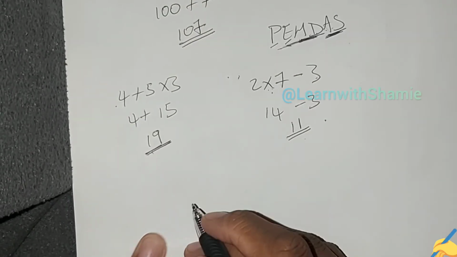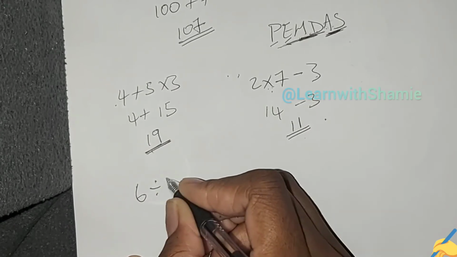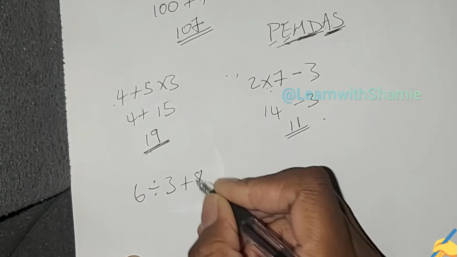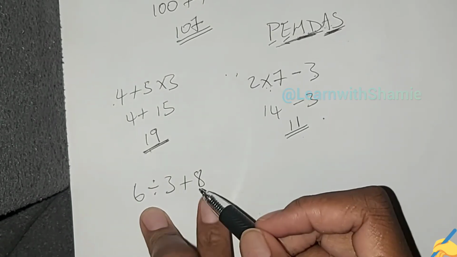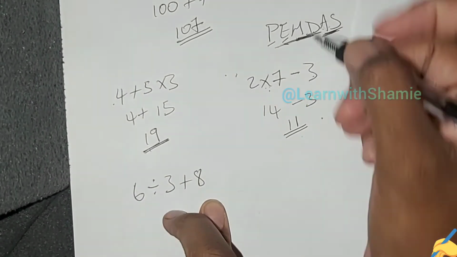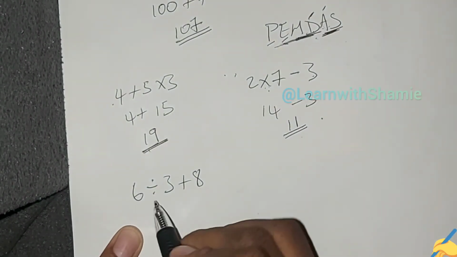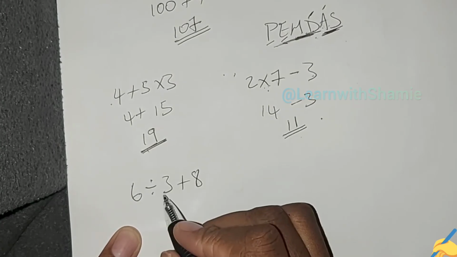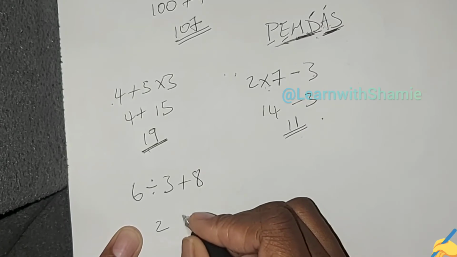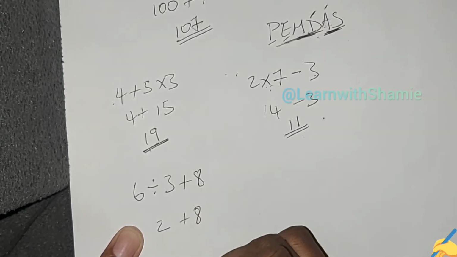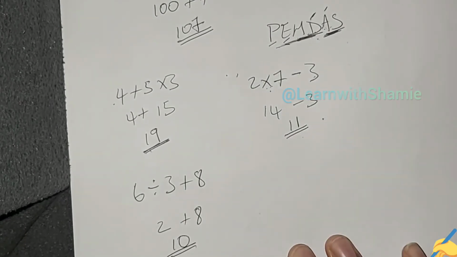Let's take a look at another example. So if we have 6 divided by 3 plus 8, the two operations to be carried out are division and addition. And division comes before addition. So we're going to do the division part first. So 6 divided by 3 is 2, plus 8 is 10. So here we have 10 as our final answer.